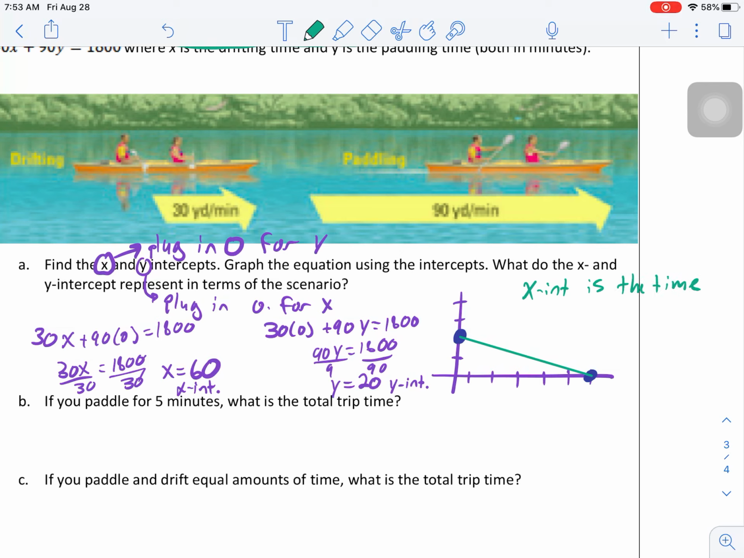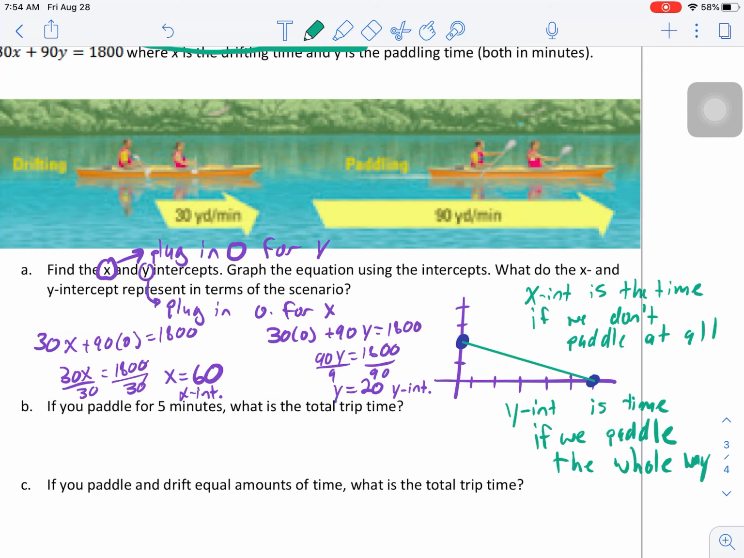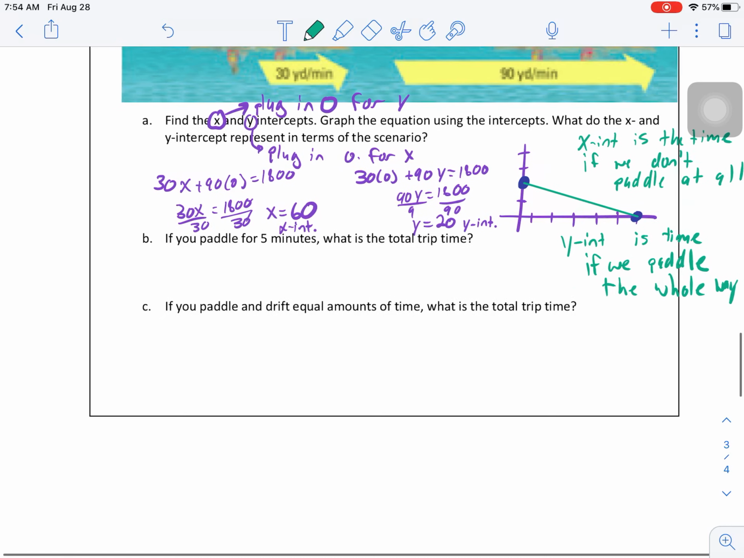So then our x-intercept is the time if we don't paddle at all, while the y-intercept is the time if we paddle the whole way. Okay, and that's because if we plugged in 0 for x, right, if we drifted for 0 minutes, then that means we paddled the whole time for 20 minutes, okay?